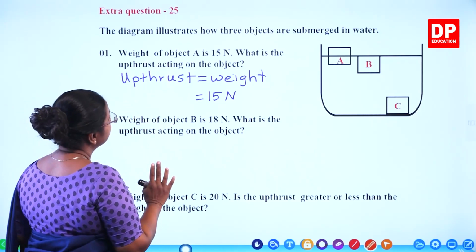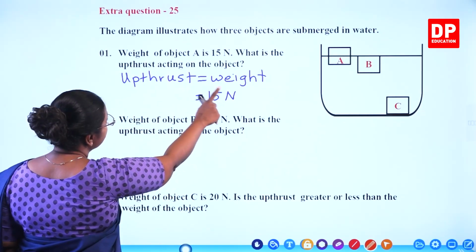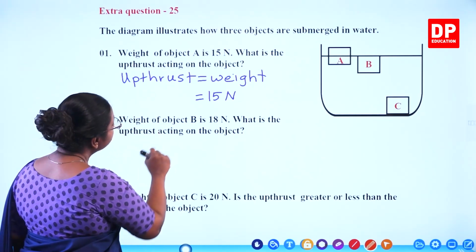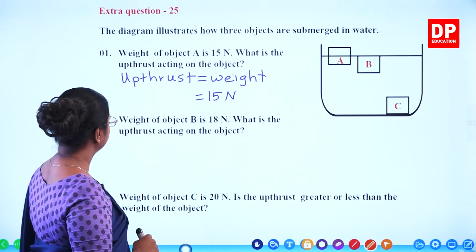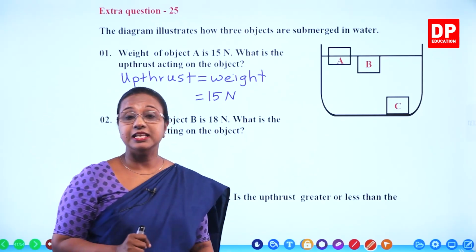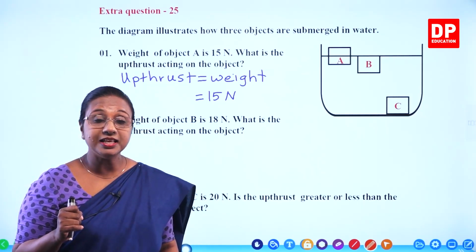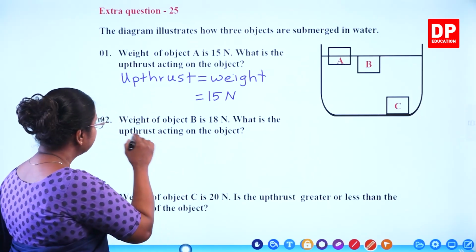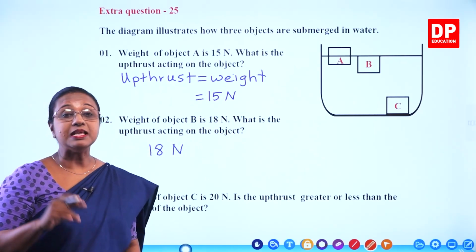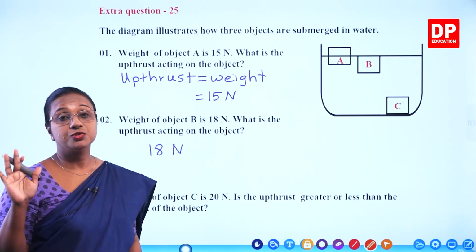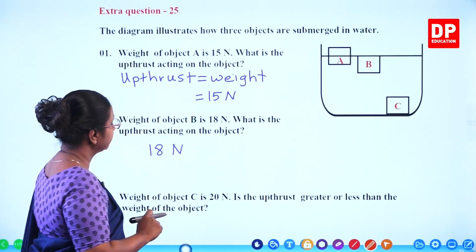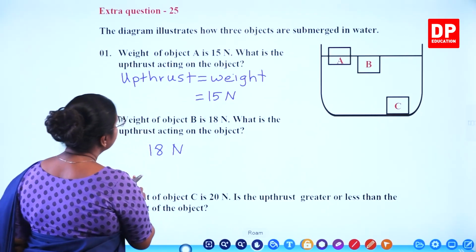So weight of the object is 15 Newton. What is the upthrust acting on the object? 15 Newton. Second one, weight of object B is 18 Newton. What is the upthrust acting on that object? So B is 18 Newton. What is the upthrust acting there? That is again 18 Newton. So here also both the objects A and B, they are floating in water. So obviously weight has to be equal to upthrust. For the first one it is 15 Newton, second one it is 18 Newton.